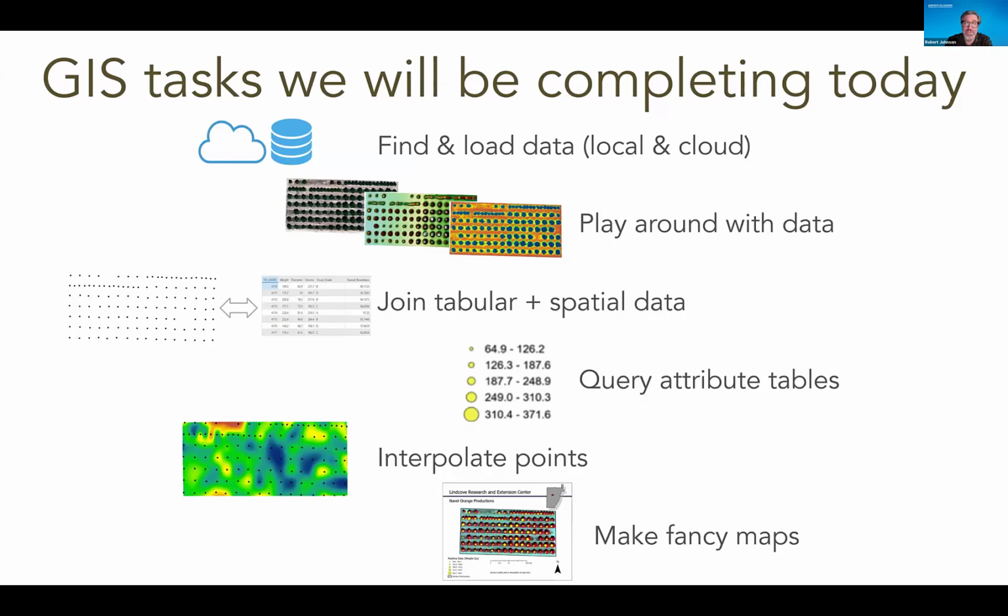So some of the GIS tasks we'll be completing today are finding and loading data, both local data that you've saved on your machine, as well as data from the cloud, in this case, ArcGIS Online. You'll play around with the data a bit, add it to the map, see what you can do with it. You'll join the tabular and the spatial data and query the attribute tables. Then you'll also do some point interpolation and eventually make a nice cartographic product.